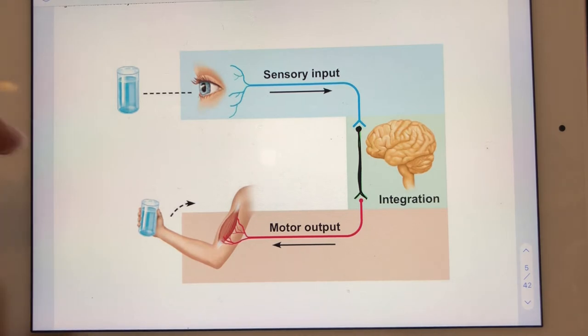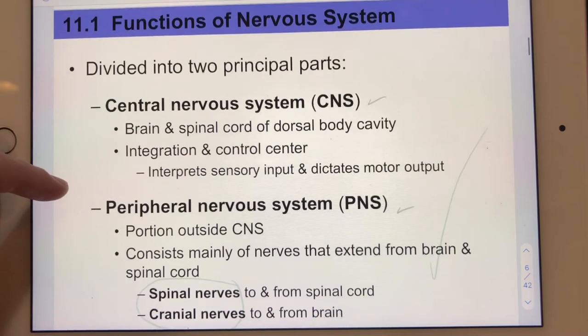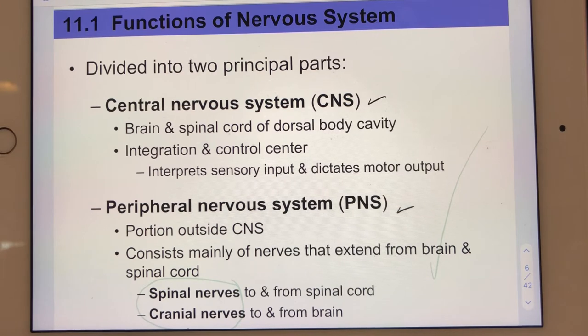If we go to the next slide, hey, do we already know that we have a central nervous system and a peripheral nervous system? Yes. Do we already know that the central nervous system is comprised of the brain, meaning cerebrum, cerebellum, brainstem, and spinal cord? Yes. Do we already know that the central nervous system is that command center responsible for perception and planning? Yes.